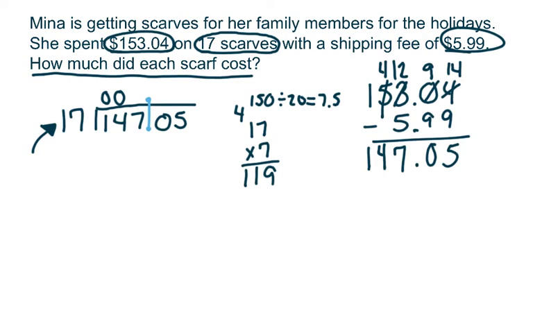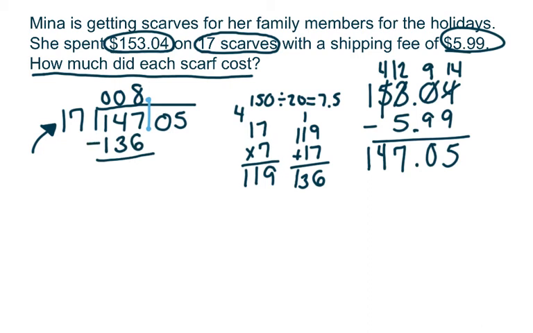Now, I'm afraid to subtract 119 from 147 because I might have more than 17 left. So I'm going to go ahead and check 17 times 8 by adding another 17 to 119 just to be sure. That looks much better. So we're going to say 17 fits in 8 times, and 8 times 17 is 136.